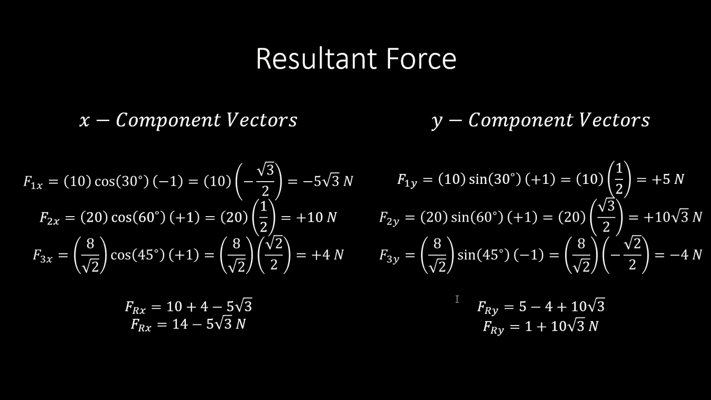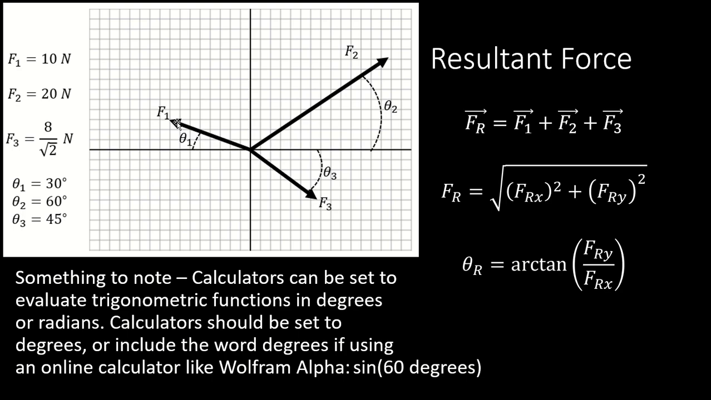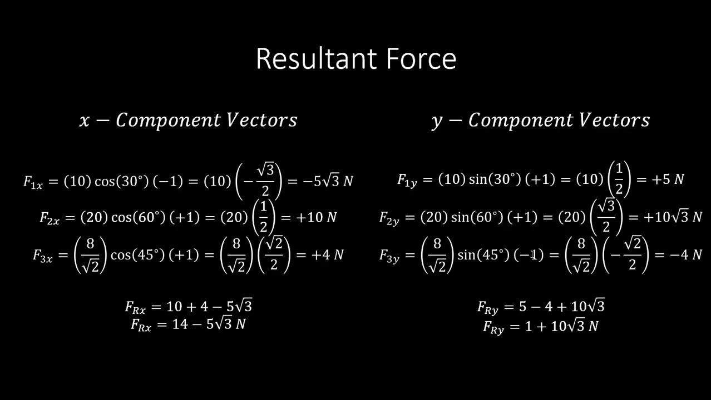For the y components of these three original vectors, we're just going to be using the sine function instead of the cosine function. And anytime that we have a vector that's pointed up, then we'll times it by +1. If we have, say, for vector 3, that's pointed in a downward direction on the y-axis, we're just going to times that by -1, like so. So F1y is going to end up equaling +5 newtons. F2y will be positive 10 square root of 3 newtons. And F3y would be -4 newtons.